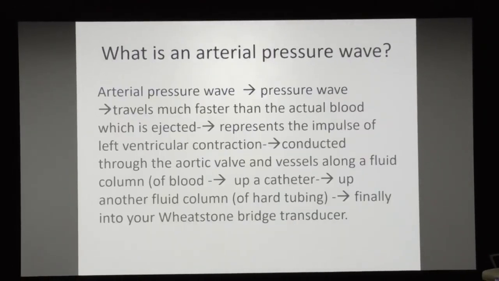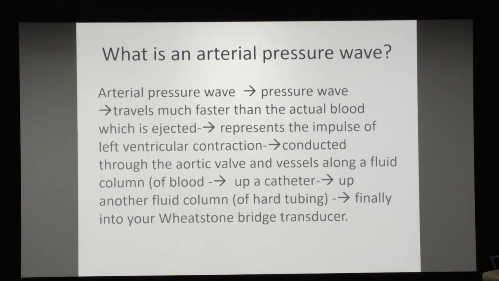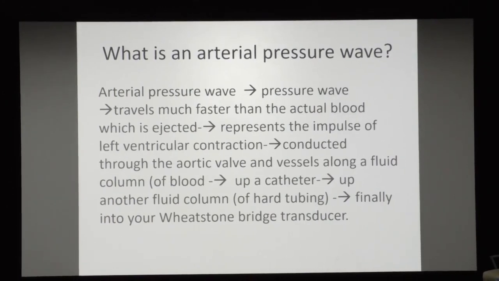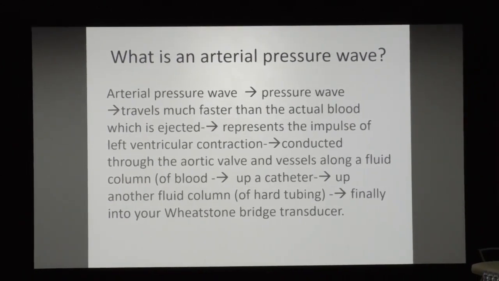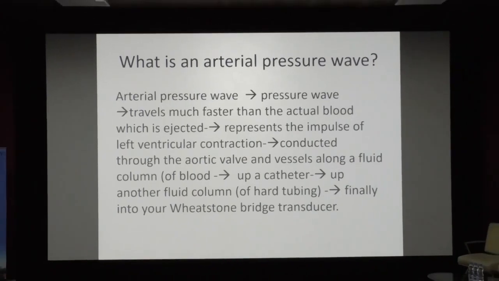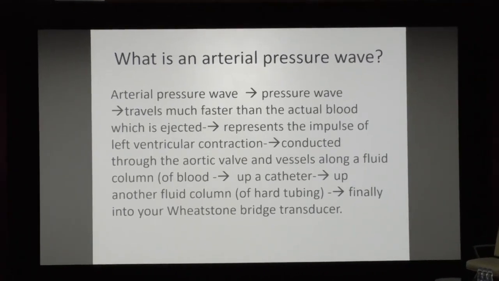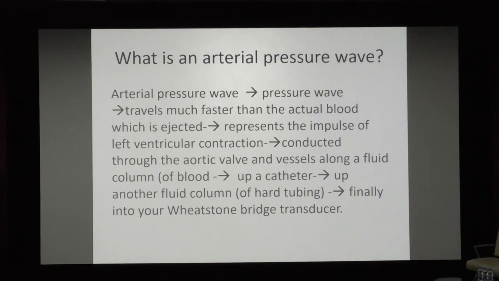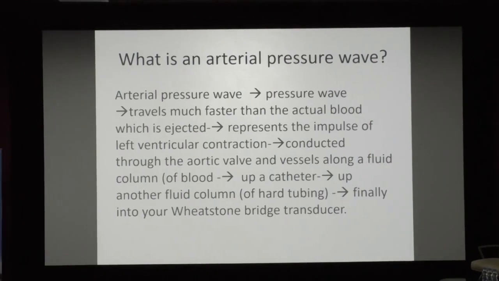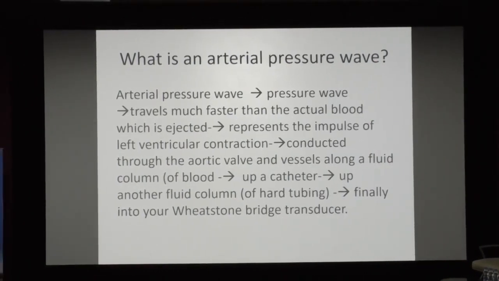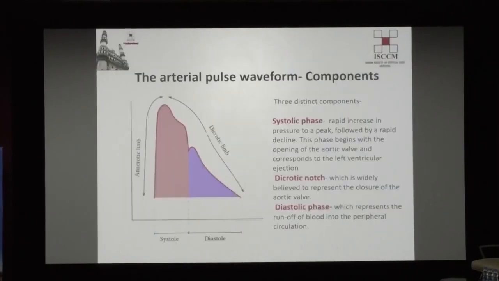Okay. So, what is an arterial pressure wave? Now, an arterial pressure wave is a pressure wave that travels much faster than the actual blood which is ejected. It represents the impulse of the left ventricular contraction conducted through the aortic valve and the vessels along a fluid column of blood up to a catheter, up to another fluid level, that is the tubing, and finally into your Wheatstone bridge transducer. Okay.